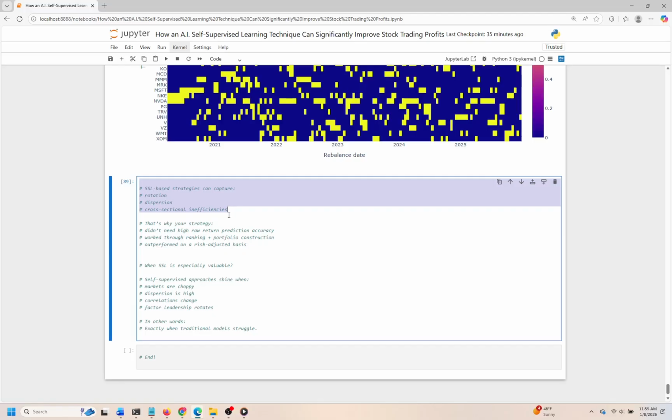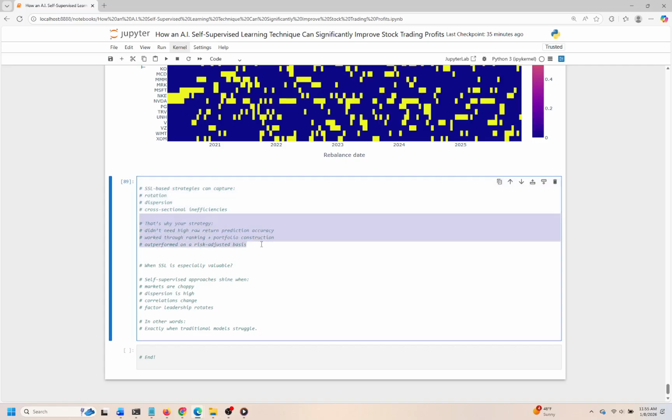The logic is straightforward. Rather than relying solely on highly accurate raw return predictions, SSL focuses on ranking assets and constructing portfolios based on these insights. This means that even if forecasts aren't spot on, the strategy can still provide strong risk-adjusted returns.